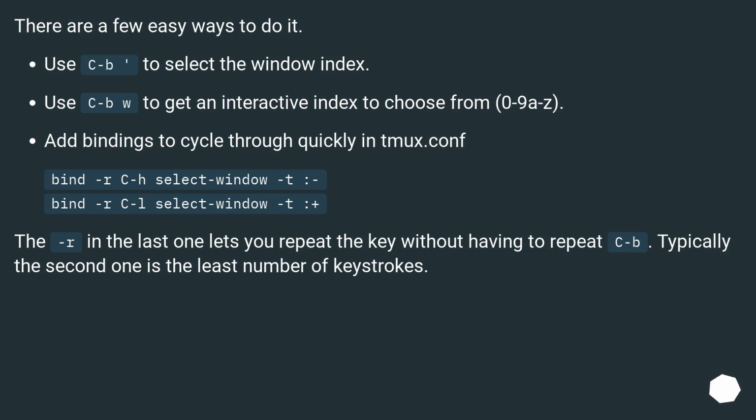Add bindings to cycle through quickly in tmux.conf. Bind C-h select-window -t :-, bind C-l select-window -t :+. The r in the last one lets you repeat the key without having to repeat Ctrl+B. Typically the second one is the least number of keystrokes.